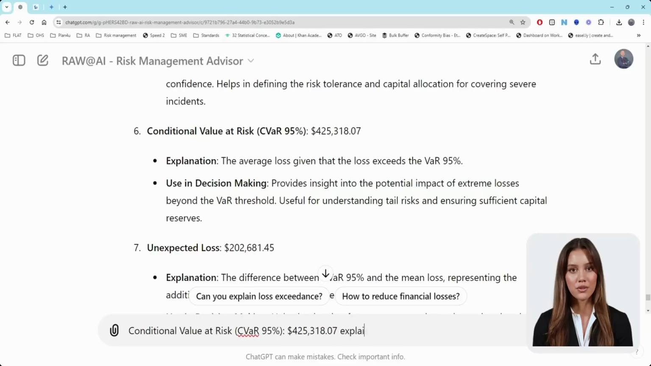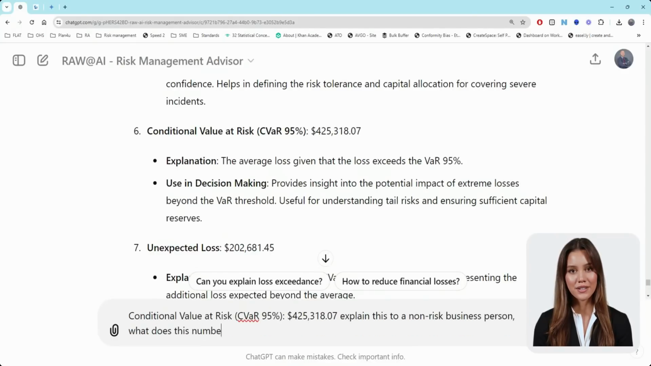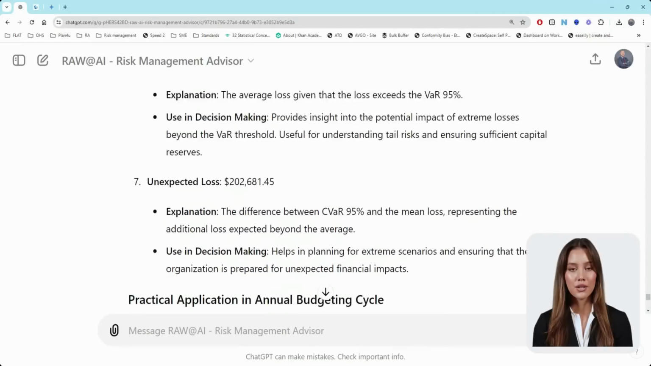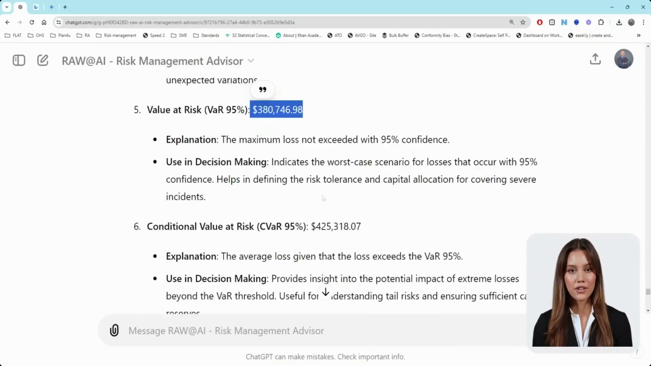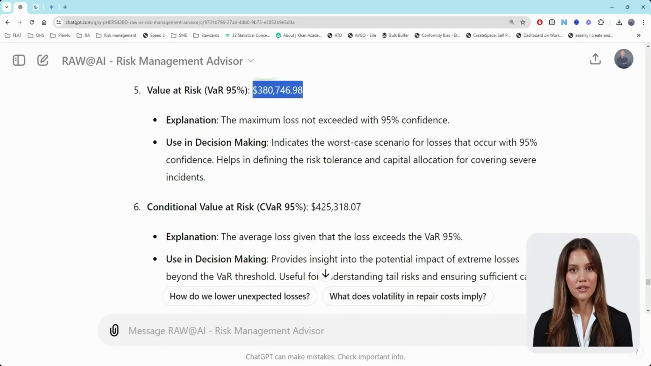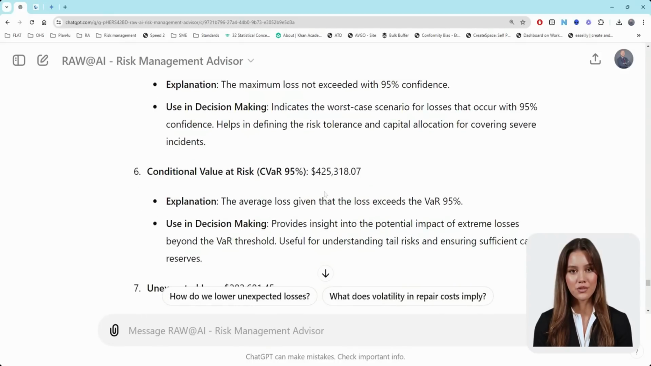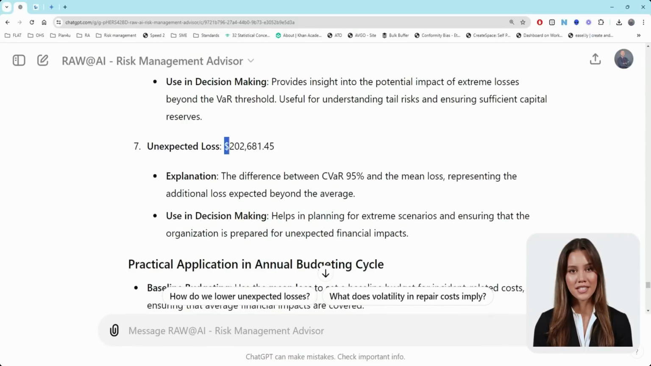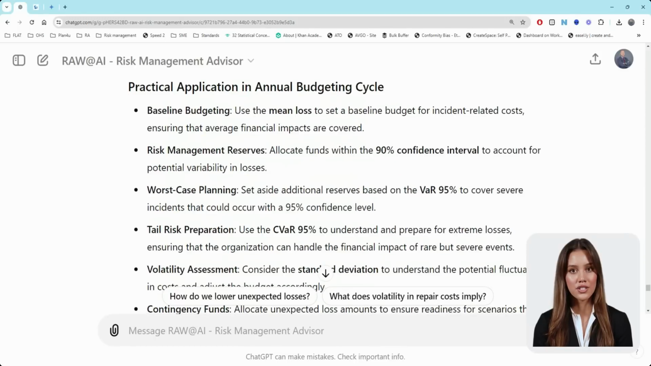Let's copy the value of CVAR from the result we received and try again. Explain this to a non-risk business person. What does this number mean? And what are the implications for budgeting, insurance, and capital allocation? The worst-case scenario represents the tail beyond the VAR. In layman's terms, this means that while 95% of the time losses will be below $380,000, 5% of the time they could average as high as $425,000. Unexpected losses show how much capital should be reserved for the worst-case scenario. It also gives suggestions for how to use these numbers.